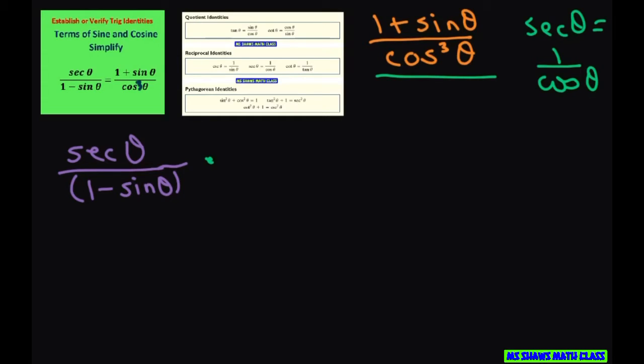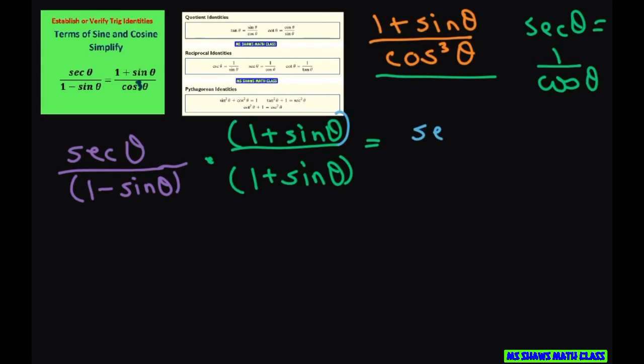So what I'm going to do is multiply the denominator by its conjugate because I want to get a cosine. The conjugate of 1 minus sine of theta is 1 plus sine of theta. You also have to multiply your numerator by 1 plus sine of theta. Now, this is going to equal secant of theta times 1 plus sine of theta. So we have our 1 plus sine of theta. That's what we needed. When you get into these harder ones, you have to kind of force it by multiplying.